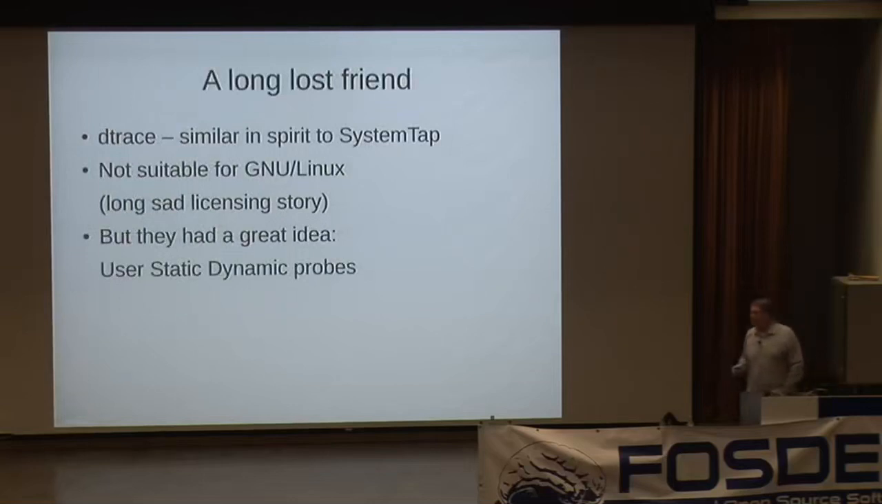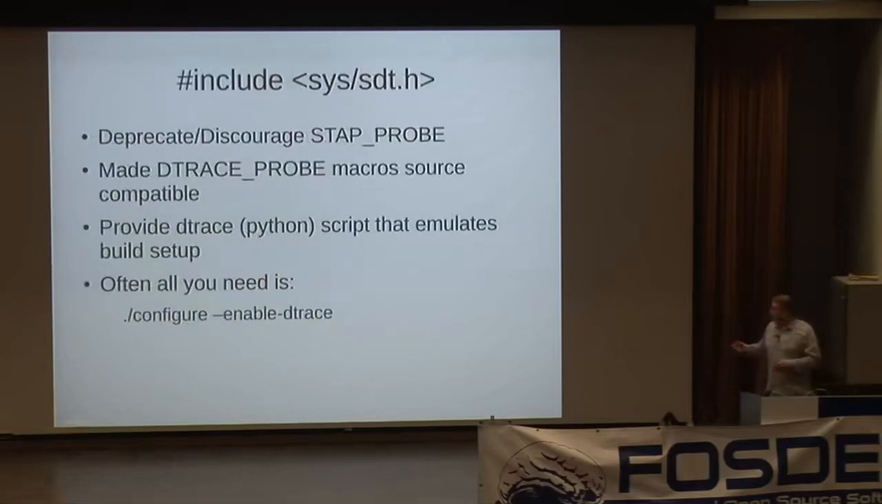For user space, we are trying to do a trick. There's dtrace, which is kind of similar in spirit to SystemTap. Unfortunately, it's not really suitable for GNU Linux systems, and that's basically just because the license is completely incompatible, and oh well. But they had a great idea. They have user-static dynamic probes, which are macros which you put in your program to indicate here is something interesting. Actually, we had the same idea and we did it slightly differently, and then we thought, well, this is actually not nice, because then we make people choose, do you support dtrace or do you support SystemTap?